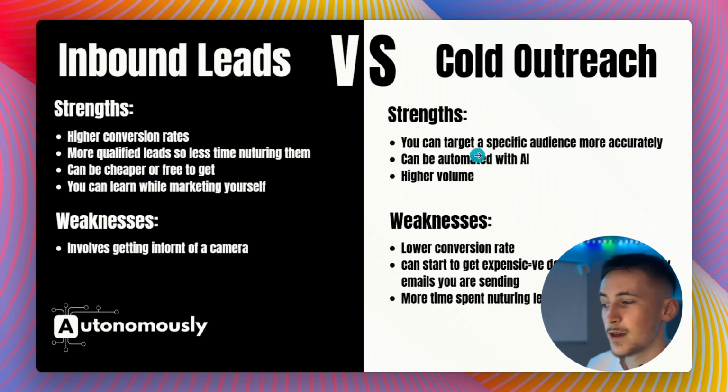The main strengths here being that you can target a specific audience more accurately, because you can target, say, just people from a specific industry or just CEOs of a company, that kind of thing. You can target them through cold calling or email outreach. Also, a lot of cold outreach can be automated with AI, especially email outreach. All of that can pretty much be automated with AI, so you can do it all on autopilot. And also, you can get in front of a higher volume of people a lot of the time.